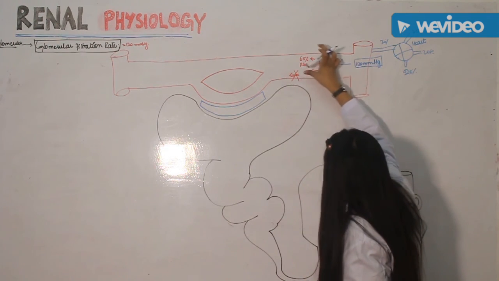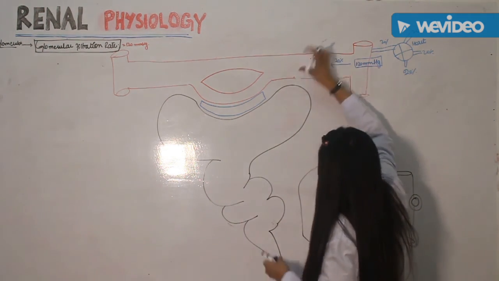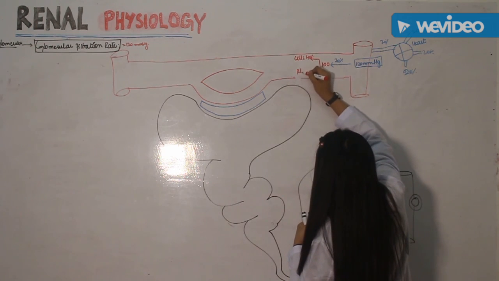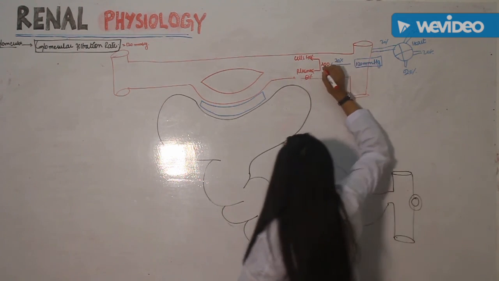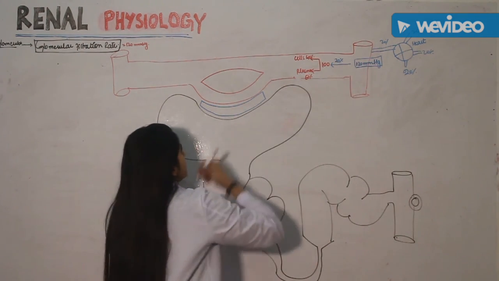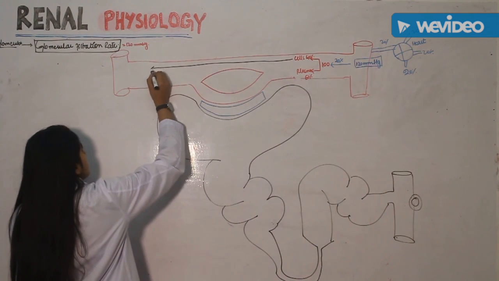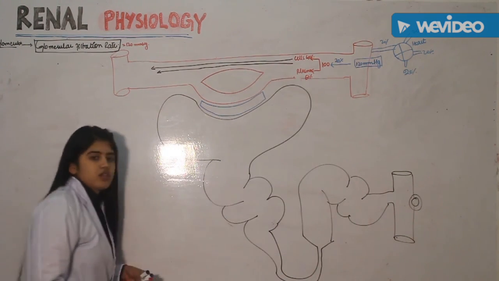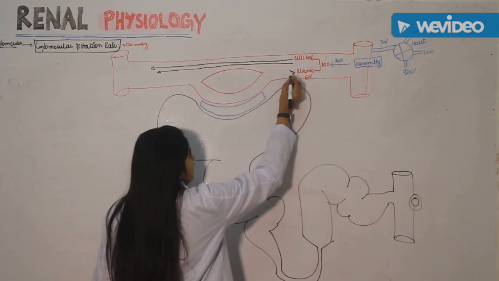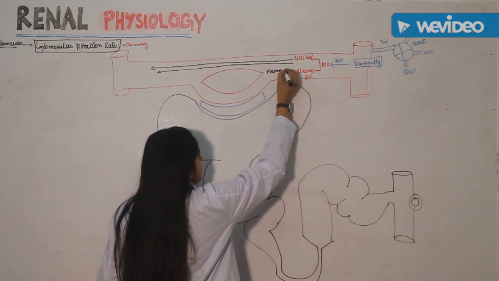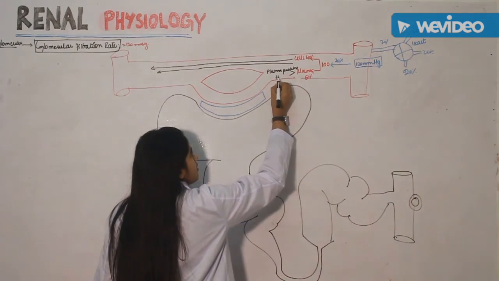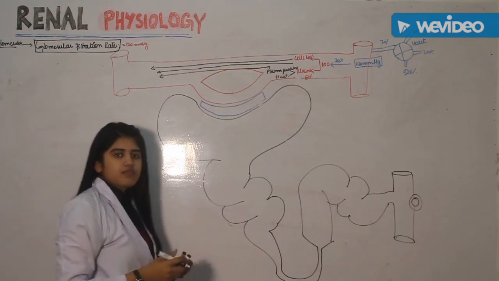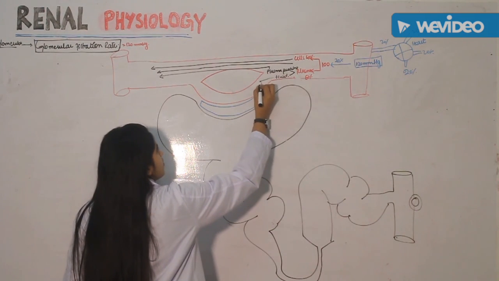Why did I write it downwards? Let me write it on the upside so that you do not get confused. Cells are 40% and plasma is 60%. Now this 40% is going straight here. You see, the cells have no concern to go downwards. Even the plasma is divided into plasma proteins and the fluid part. Plasma proteins also have nothing to do with the filtrate. The only thing which would be passing through is fluid.